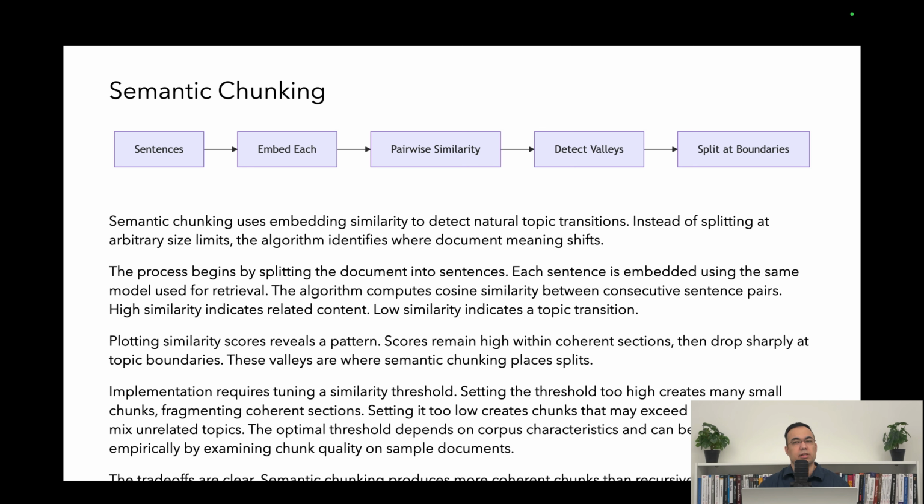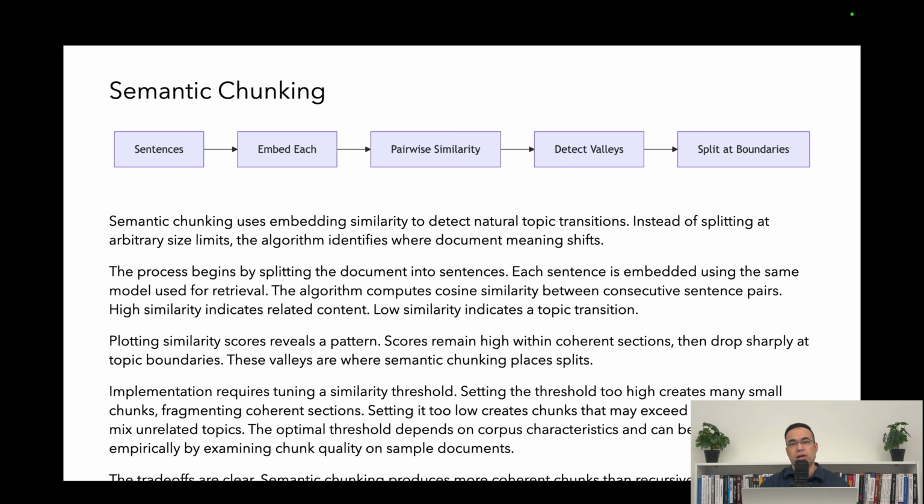The process works like this. First, we split the document into sentences. Then we embed each sentence using the same model we use for retrieval. Then we compute cosine similarity between consecutive sentence pairs. High similarity indicates the sentences discuss related content. Low similarity indicates a topic transition.